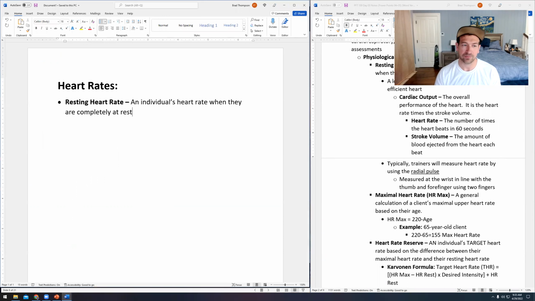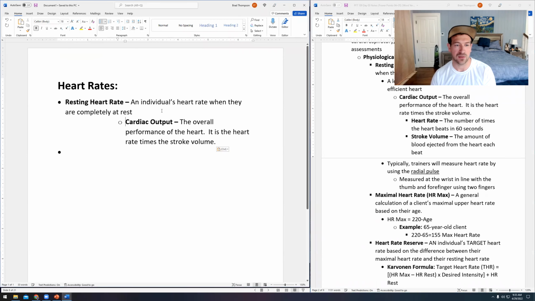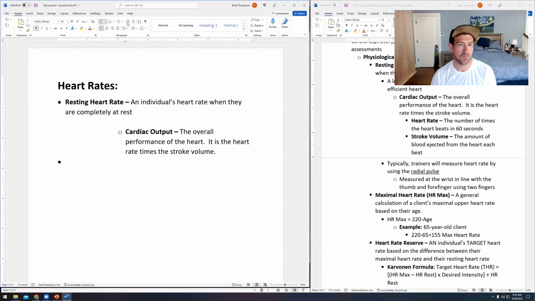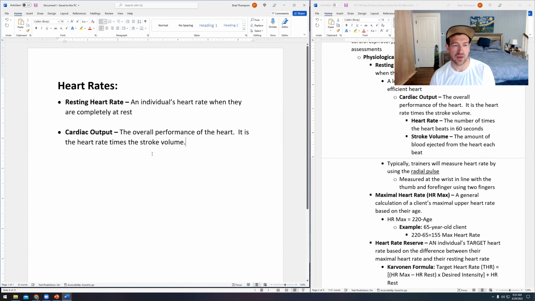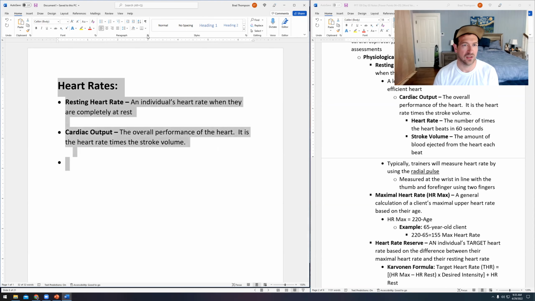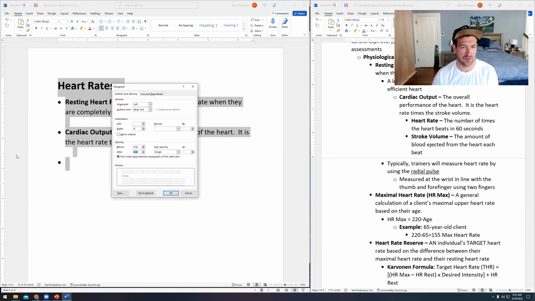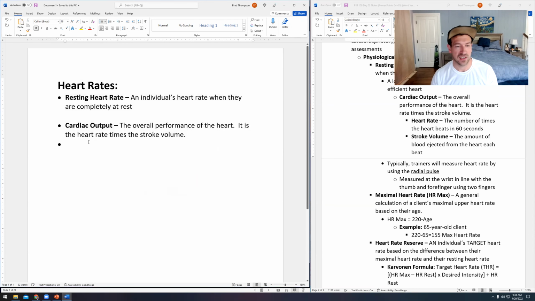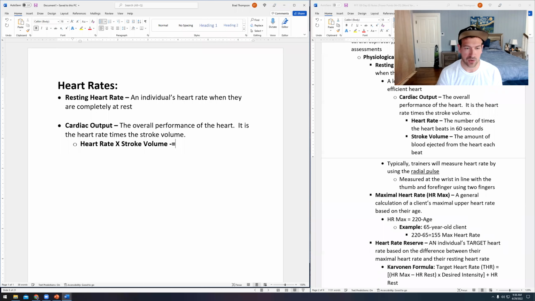If I look at this cardiac output, like I said, the overall performance of the heart, it is going to be their heart rate times their stroke volume. So the formula for this is going to be heart rate times stroke volume equals cardiac output, right?